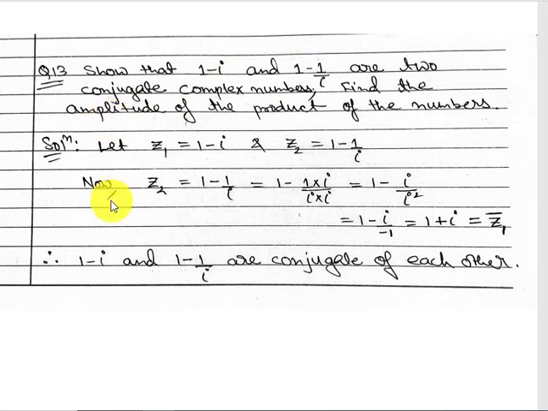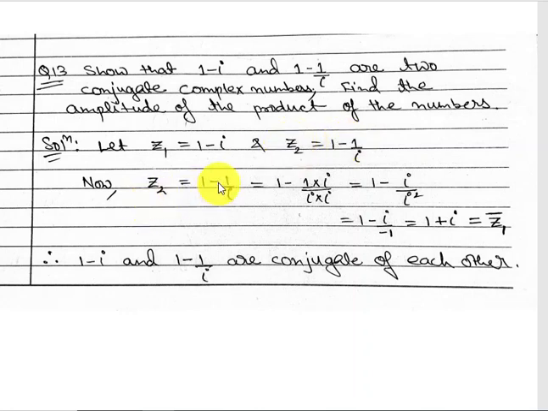So let Z1 equal 1 plus i. Let me denote the first complex number by Z1 and the second complex number by Z2. Here, clearly this is in the form a plus ib. This one is not in the form a plus ib. So what we'll do is proceed with Z2. We will try to make this into a plus ib form.